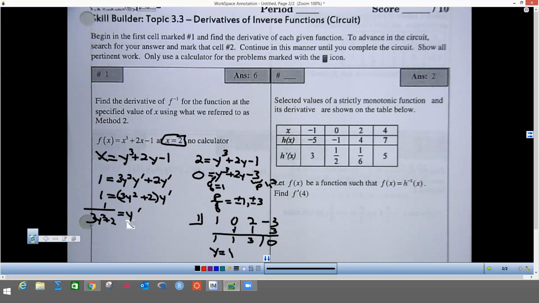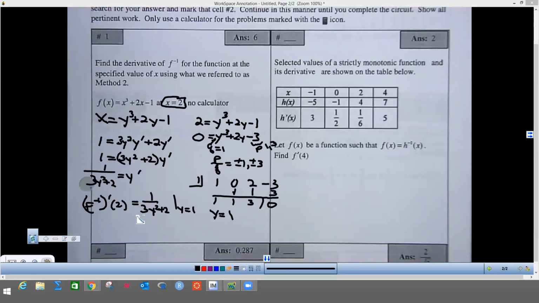And so now I need to find my derivative. So my derivative of the inverse function when x is 2, because I'm doing it when x is 2, is going to equal this thing I just did when I plug this y equals 1 in for that. So when I plug y equals 1 in for that, I'm going to get 1 over 3 times 1 plus 2, which would be 1/5. That would be my solution. So 1/5 is the inverse derivative.